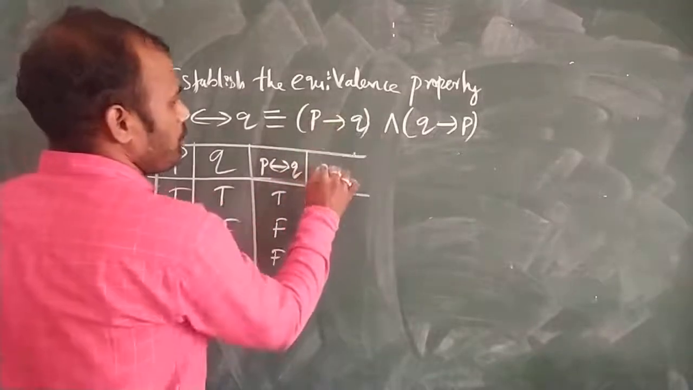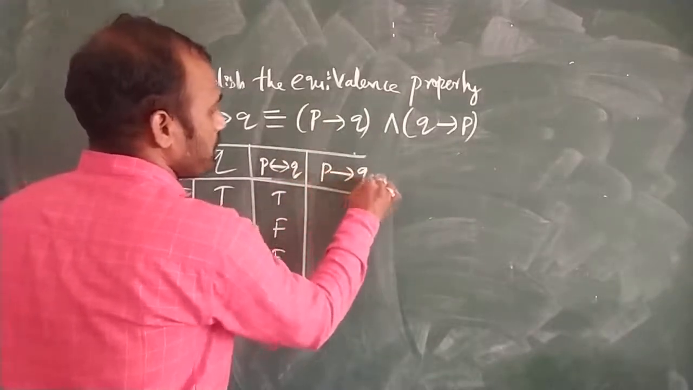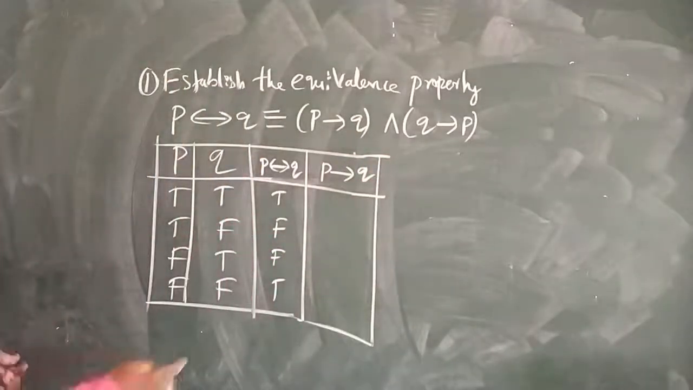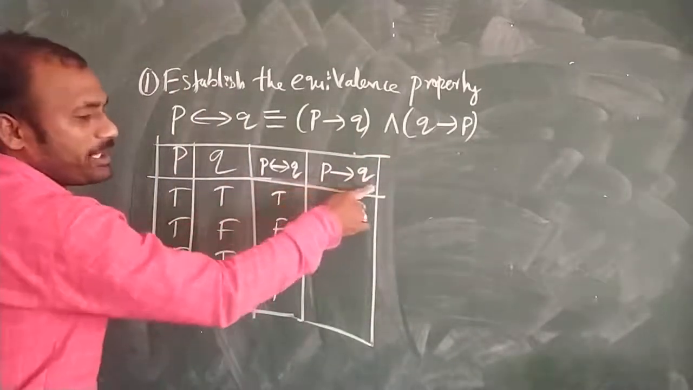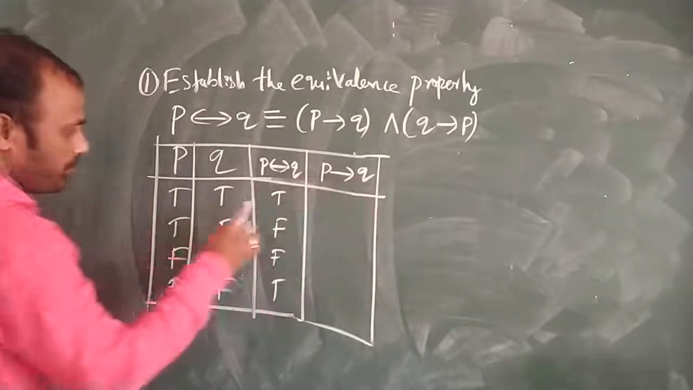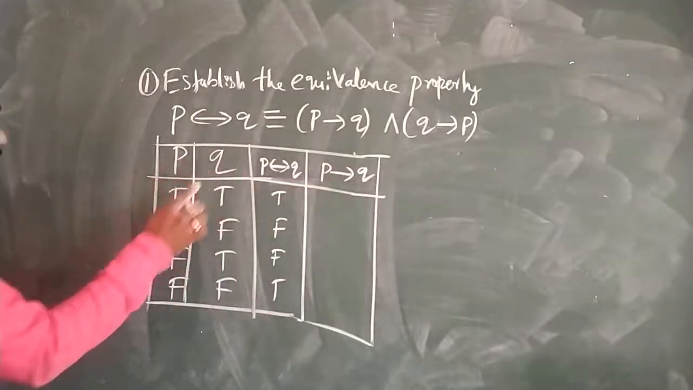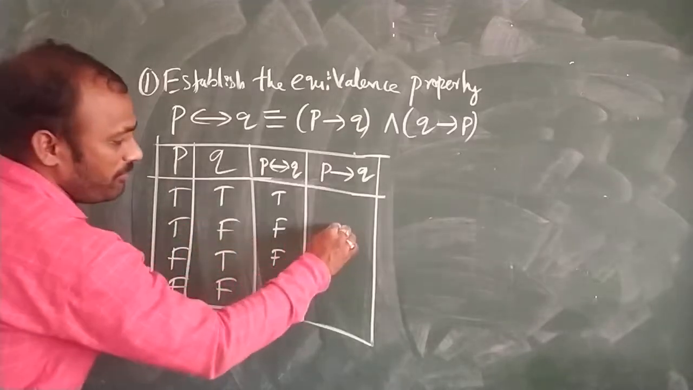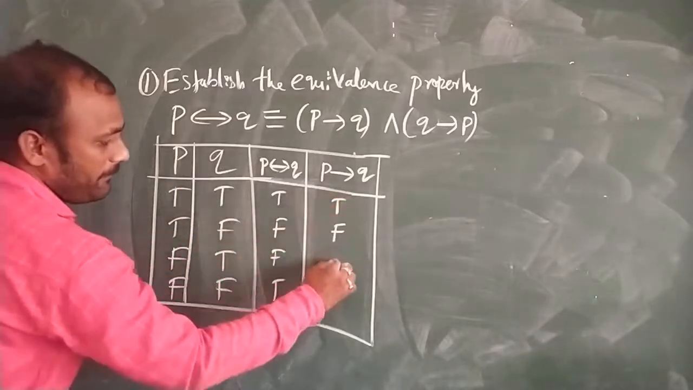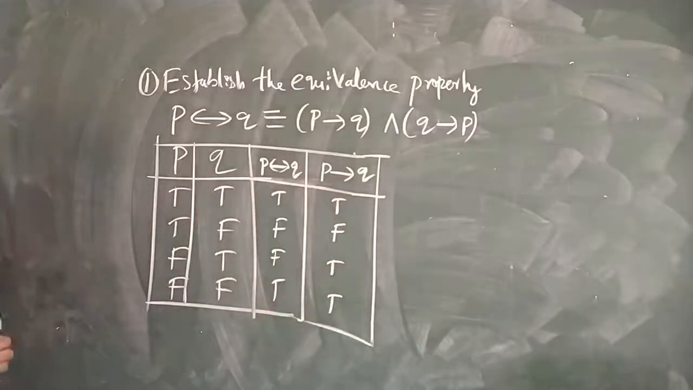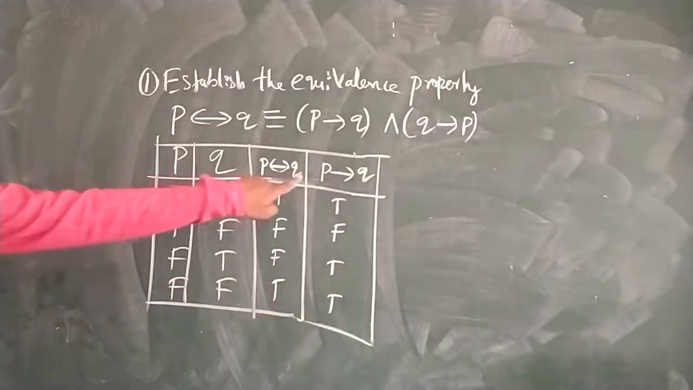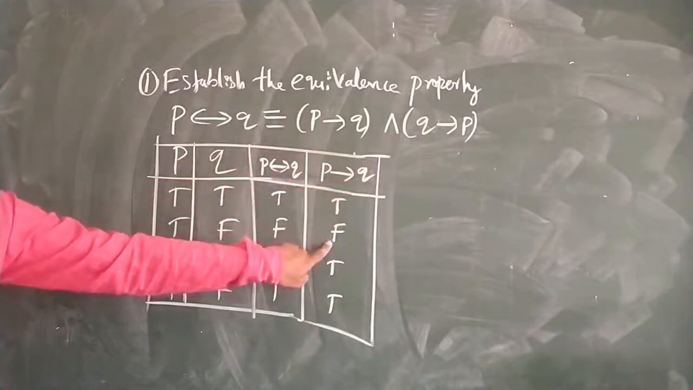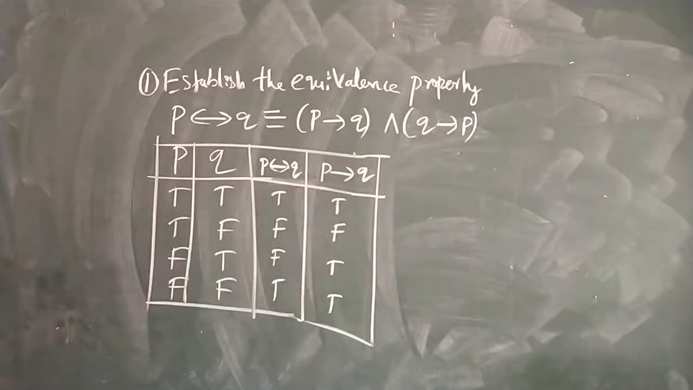Next, let us do P conditional Q. Understand carefully here. P then Q. P conditional statement of Q means we have observed the P and Q. Wherever P is true and Q is false, there only we get a false statement. Remaining all will be true. So when P is true and Q is false, the truth value will be false. Remaining all cases will be true.